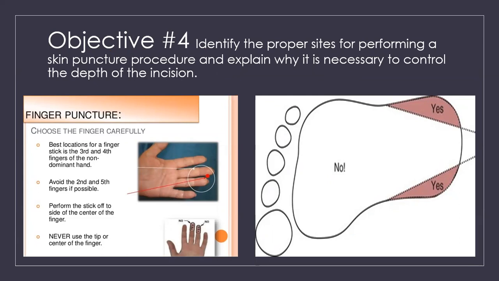Your proper sites for performing a skin puncture will be the third and fourth finger of the patient's non-dominant hand, preferably. You're going to avoid the second and fifth fingers if possible. Perform the stick off the side of the center, not in the center of the finger, and never use the tip or center of the finger. And over here for the infants, the heel stick, these are your locations for the heel sticks.